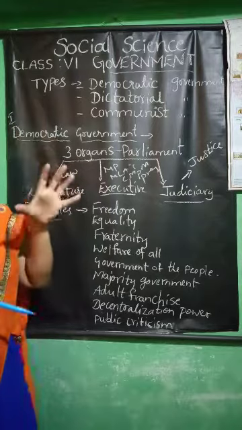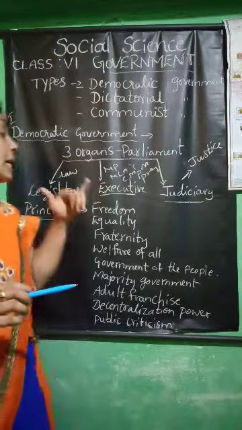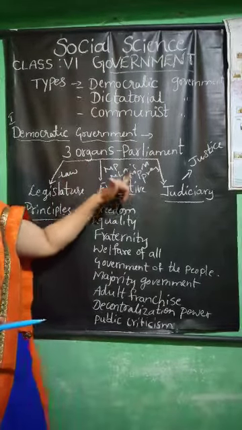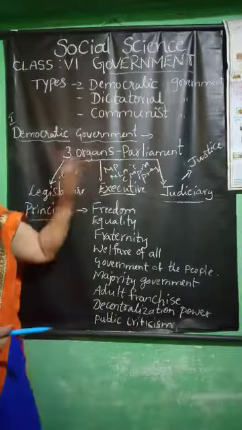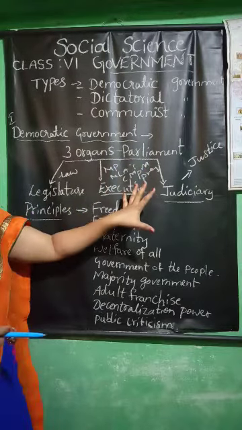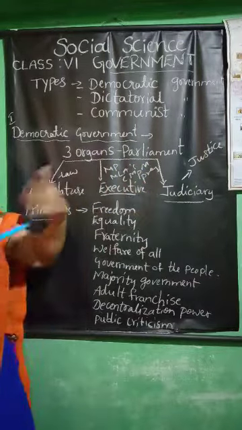They will make the Rajya Sabha members and the Lok Sabha members. They are making the laws. These are all the laws. These are all executives, they are implementing the laws: MP, MLA, President, Prime Minister. These are all the ministers, governor. Everybody, they are implementing the laws.